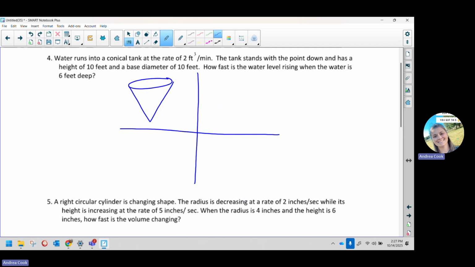The cone is being filled with water at a rate of 2 cubic feet per minute. So what is this 2 cubic feet per minute? Volume. So dV over dt is 2 cubic feet per minute.